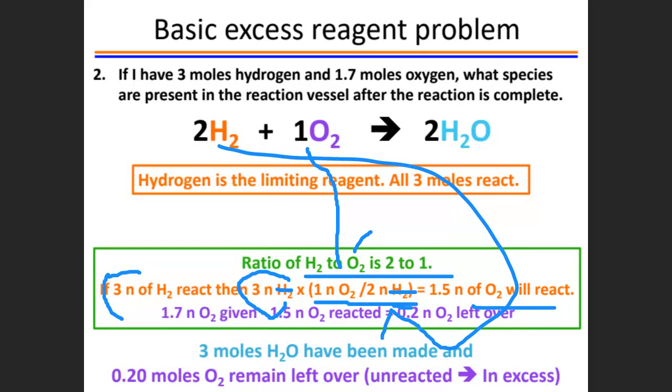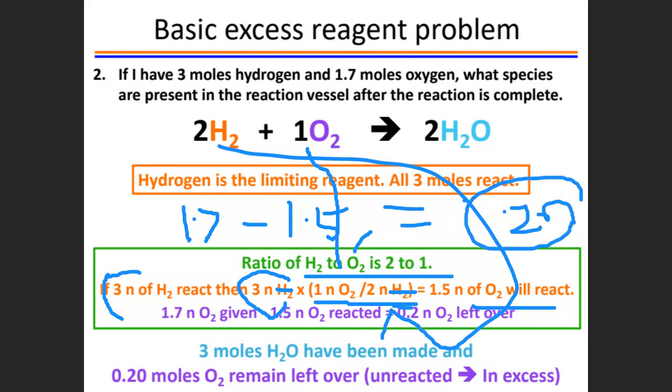So if 1.5 mole of oxygen will react, that means 1.7 minus 1.5, so almost 0.2 mole of oxygen will be remaining, and this is the excess reagent in the reaction vessel. So this one, okay?